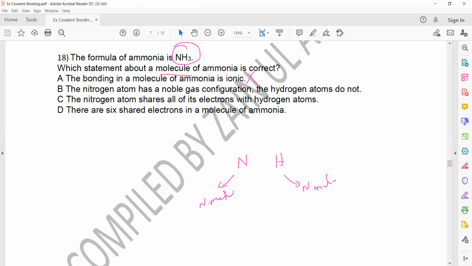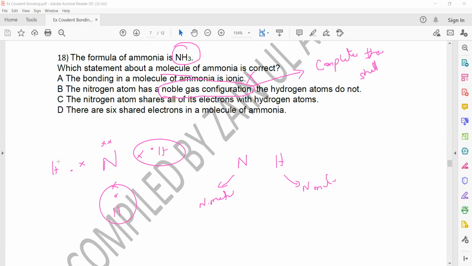Nitrogen atom has a noble gas configuration. Whenever a covalent bond is formed, all the atoms have a noble gas configuration. What is the meaning of this term, noble gas configuration? It means that when they form a bond, they all complete the shell. So when the atoms complete the shell, we use the statement they have a noble gas configuration. So when the bonding occurs between nitrogen and hydrogen, nitrogen shares 3 electrons and hydrogen shares 1 electron. So their shells are now complete. That's why they're forming a bond, to complete their shells.